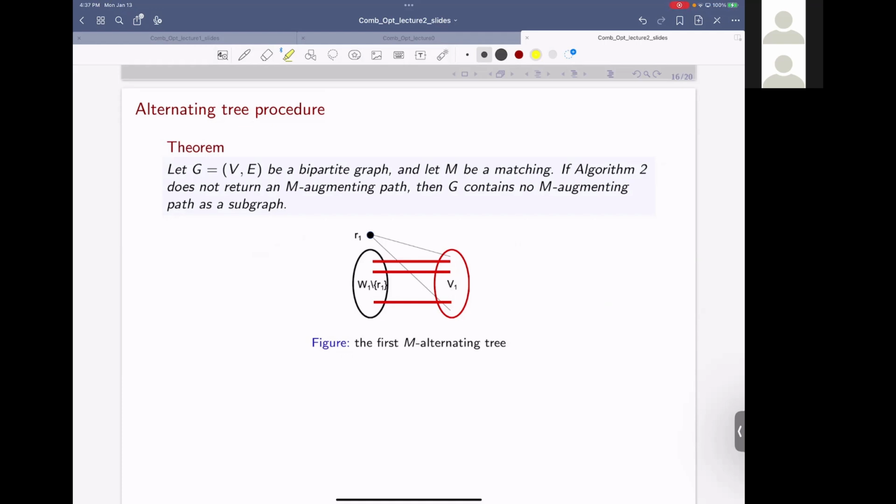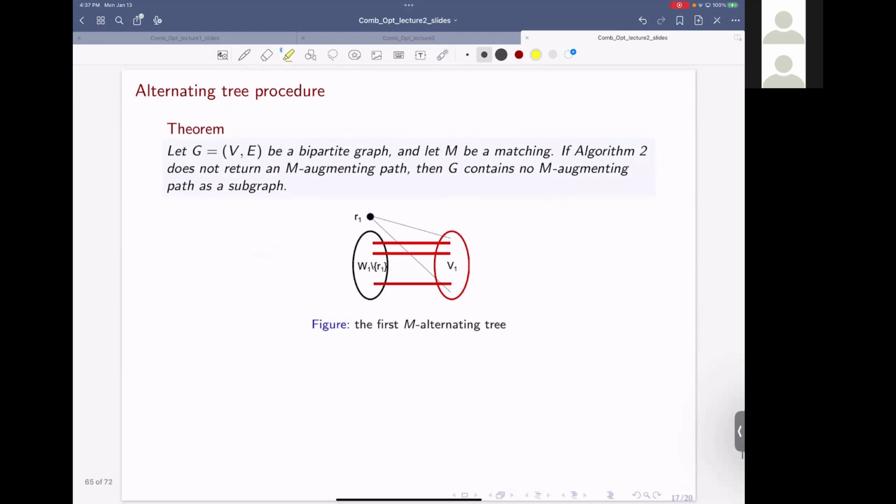I want you to read through the proofs one more time when you go back. Okay. But let us go through the proof together.